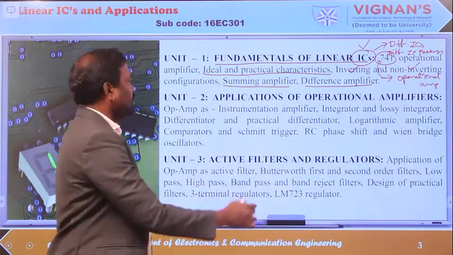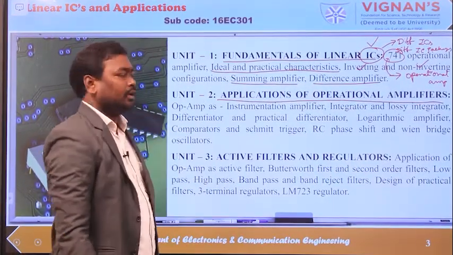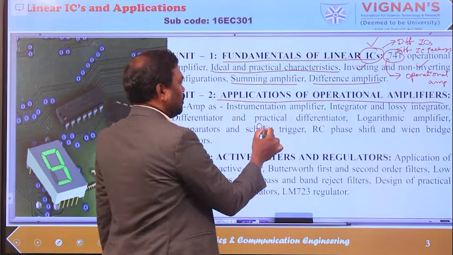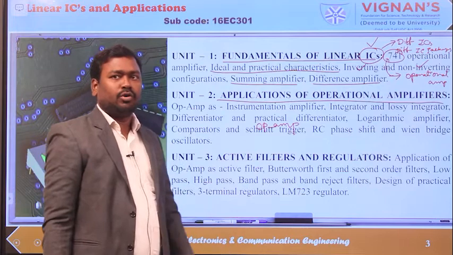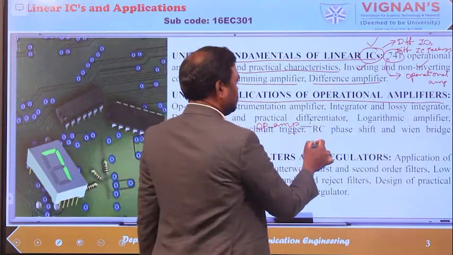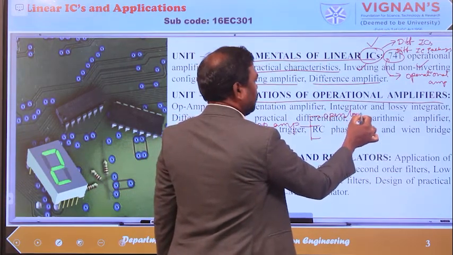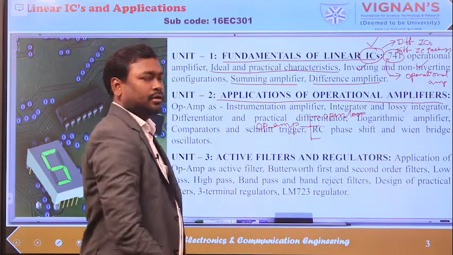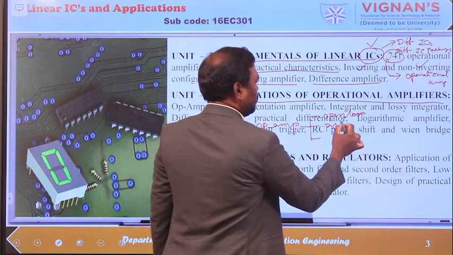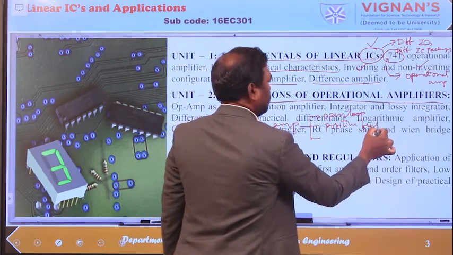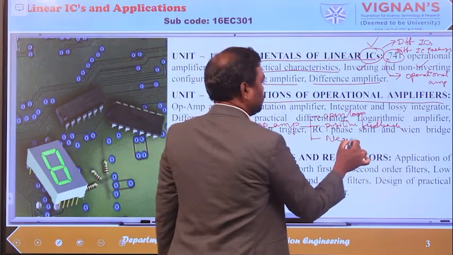The second unit is totally about applications of operational amplifier. Here, the op-amp can be operated in 3 modes: open loop configuration, positive feedback configuration, and negative feedback configuration.